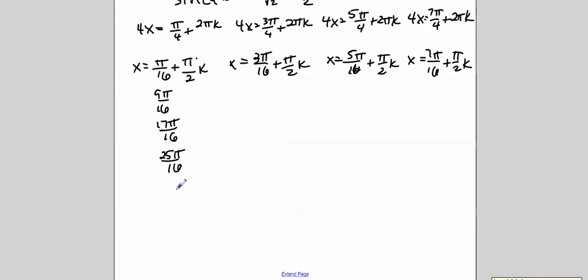Alright, and I want to write my original, the pi over 16, without the general form, so just pi over 16. Alright, I'm going to add 8 pi over 16 to this one, so that's going to give me 11 pi over 16.